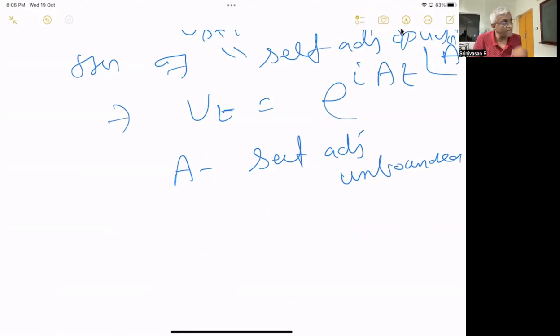If you have a strongly continuous group, then there exists an unbounded operator such that U T equals E power I A T, which we will prove. First, we will define unbounded operators and develop the unbounded operator theory, then prove this. This is what is called a generator. You differentiate E power I A T and evaluate at zero, and you get I A. So for that, we will do the unbounded operator theory and come back to this. We'll start unbounded operator theory in the next class.